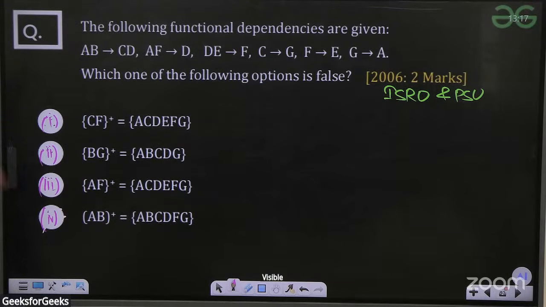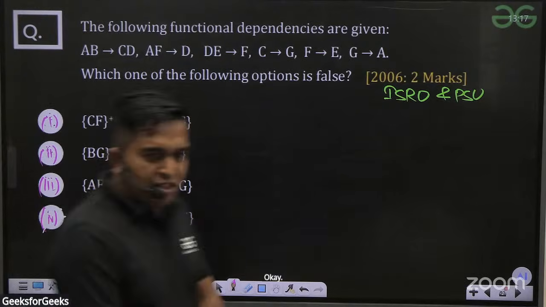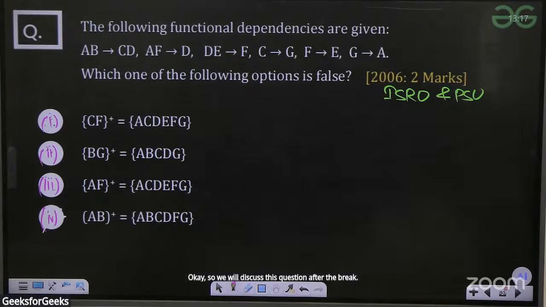Visible hai? And the second session starts from 2:30. Already 1 hour is sufficient, but we given it. Okay. So we will discuss this question after the break. So we will meet at 2:30. Okay.